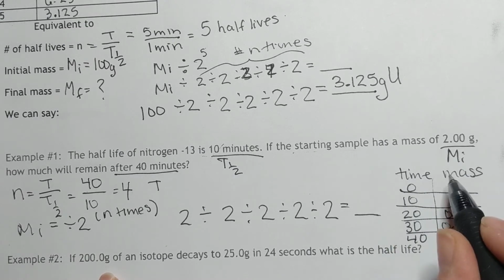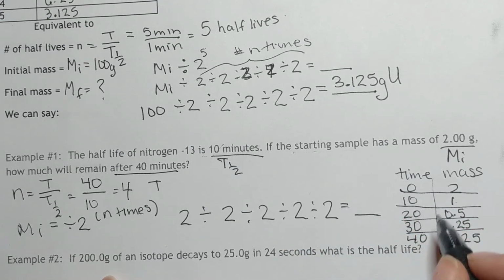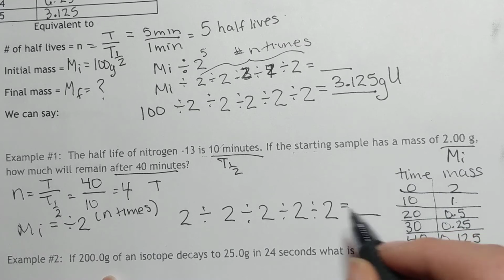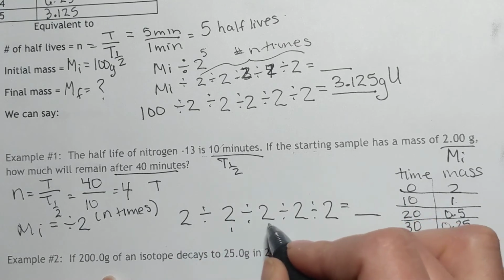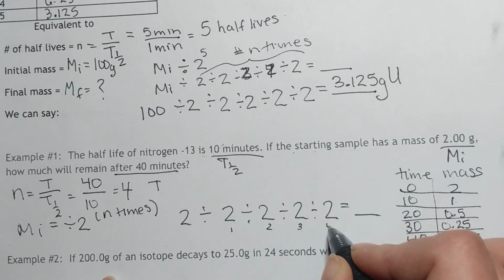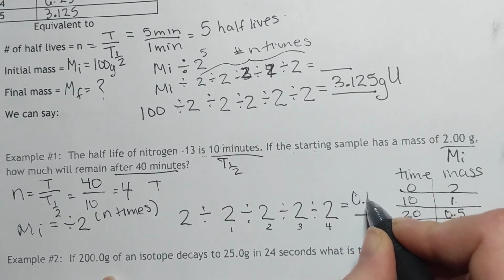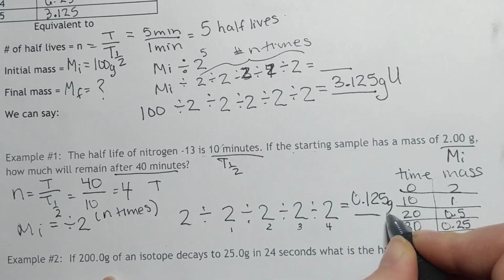So you can either set up a table once you know your total time and your number of half-lives, or you can divide by 2 once, twice, 3 times, 4 times. Either way, you're going to get the same answer of 0.125 grams.